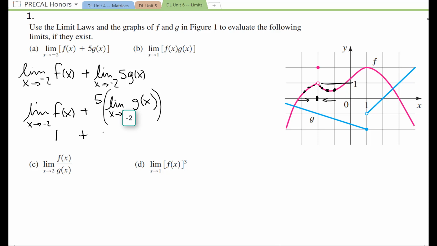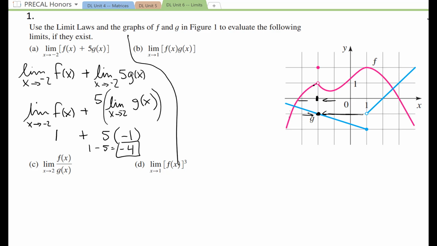And we're going to add that to 5 times the limit of g of x as x approaches -2. So let's take a look at g of x. Okay, that one's pretty obvious. There's no crazy stuff going on, so that would be at -1. The limit of a product of two functions is equal to the limit of the first function times the limit of the second function.